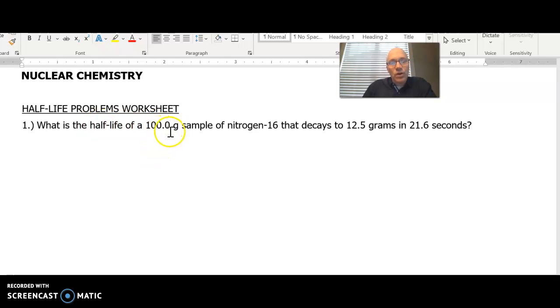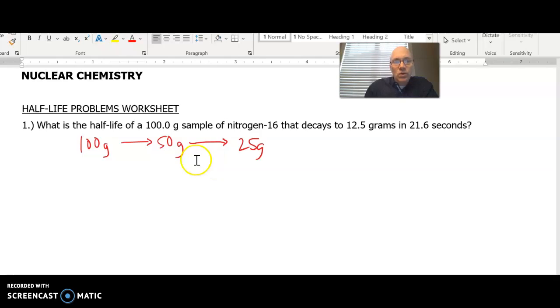what is the half-life of a 100-gram sample of nitrogen-16 that decays to 12.5 grams in this much time? All right, so the thing about half-life, that's the amount of time that it takes for the amount of something to get cut in half. So for this case, one half-life would be the amount of time that it takes to go from 100 grams to 50 grams. All right, but the thing is, that would be the same amount of time that it would take for 50 grams of that to get cut into 25 grams.